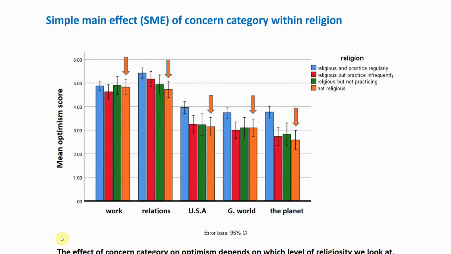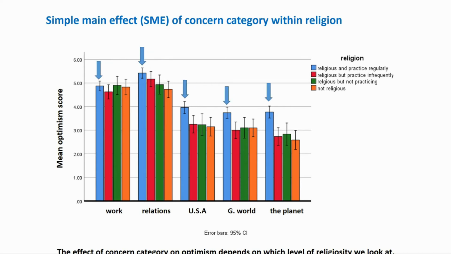Now, I realize that some of the words here are off the screen, and I don't know if you've been able to figure it out, but this says the effect of concern category on optimism depends on which level of religiosity we look at. Now, this statement would be true if, let's say we look at which means are different from which in the orange group. Okay, so we get a pattern, and then we go back and we see, okay, what did we find for the green group? We get a pattern, which means are different from which. We do that for the red group and for the blue group.